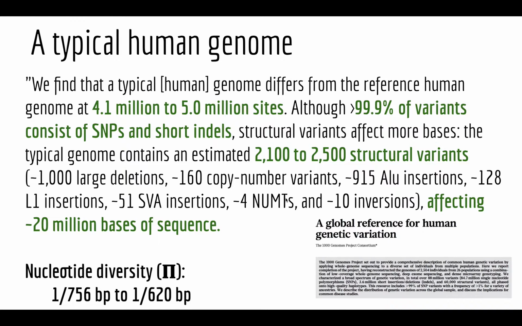This gives us the number that I mentioned two slides ago, sort of the average density of these genetic differences in the human genome. That's a population genetic measure that's called pi, or nucleotide diversity. So how much diversity is there in a species?